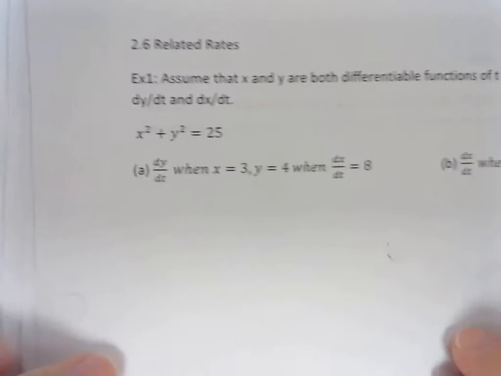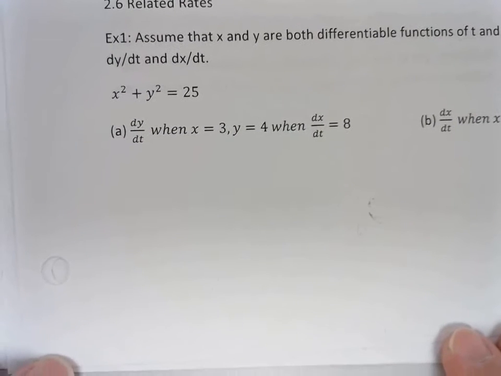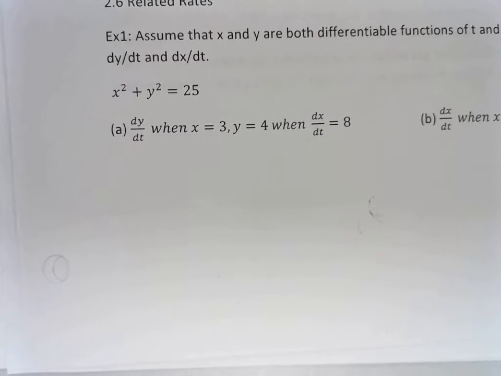So example one isn't necessarily a story problem, but it's going to use related rates. As I look at example one, I want to assume that x and y are both differentiable functions of t. Don't worry about that. All it's saying is that I can take the derivative of x and y. Find the required values of dy over dt and dx over dt. So I give you the function x squared plus y squared equals 25. That would be a circle. Not really important, but just so you know.